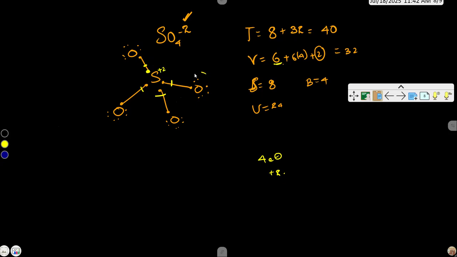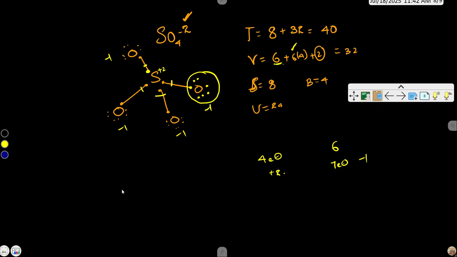Then let us calculate the charge on this oxygen. Calculate the number of electrons: 1, 2, 3, 4, 5, 6, and 7. Nature has given the valence electrons as 6. If there were 6 electrons, oxygen would have been neutral. But now there are 7 electrons. One extra electron is there. So the formal charge over oxygen is -1. So this is -1, this is -1, this is -1, this is -1, and this is +2.